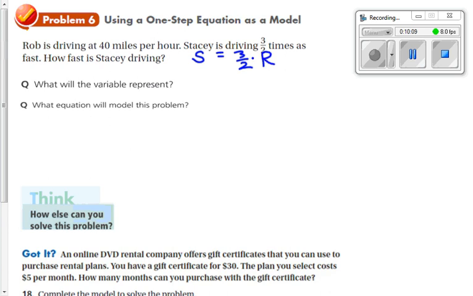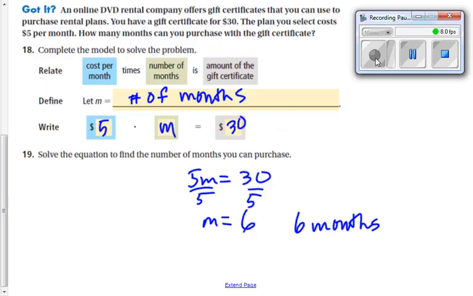And we can substitute 40 for R because it says Rob is driving 40 miles an hour. So Stacy is really equal to 3/2 times 40. And if I simplify that, I get 3 times 40 is 120 divided by 2 is 60. So Stacy is driving 3/2 times as fast as Rob. If he's going 40, she is going 60. All right, you try a problem like that.